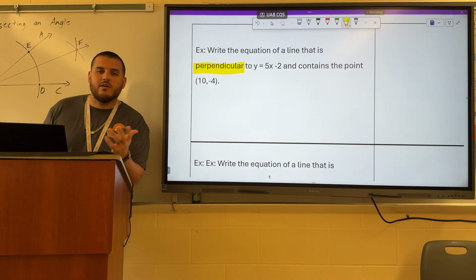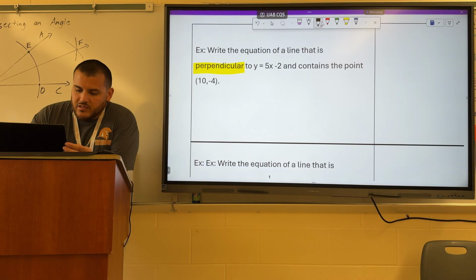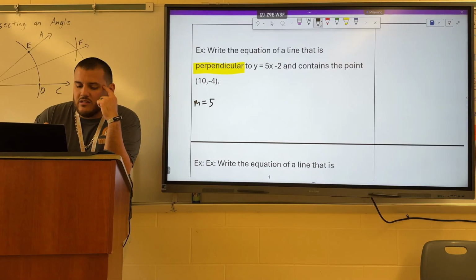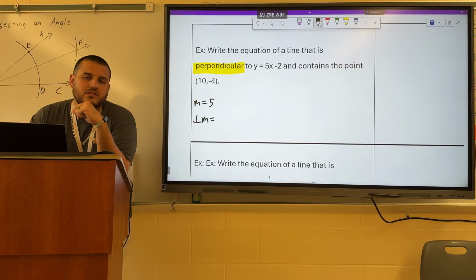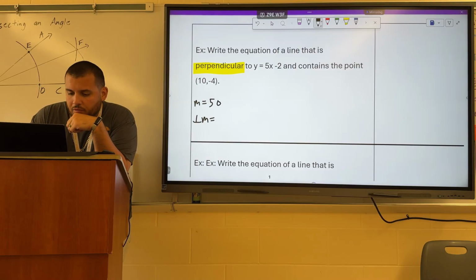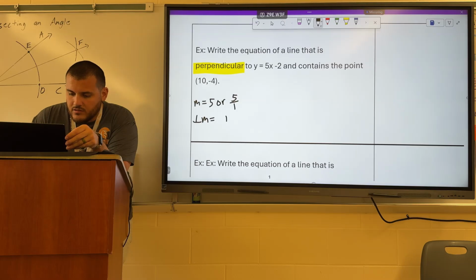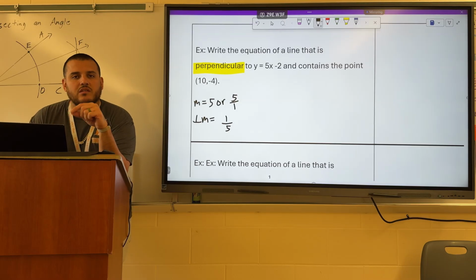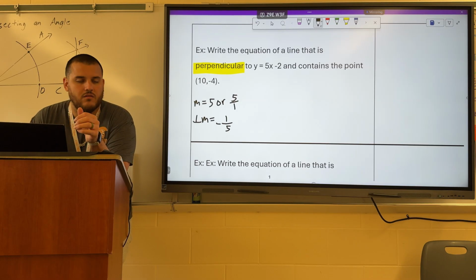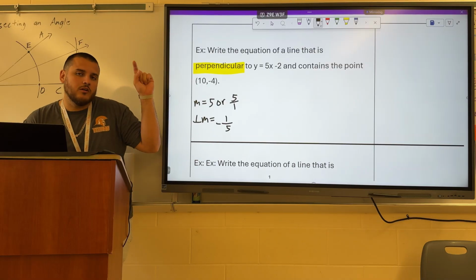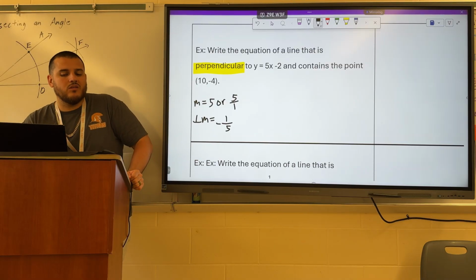So our line is y equals 5x minus 2. We can determine that the slope of that line is 5, but again, we need to recall that perpendicular lines have negative reciprocal slopes. So I need the negative reciprocal of 5. Remember, 5 as a fraction would be 5 over 1. The negative reciprocal would require us to flip that, so we get 1 over 5, and to change the sign, so we're going from positive to negative. That now is the slope that we're going to use in y equals mx plus b to write our equation.